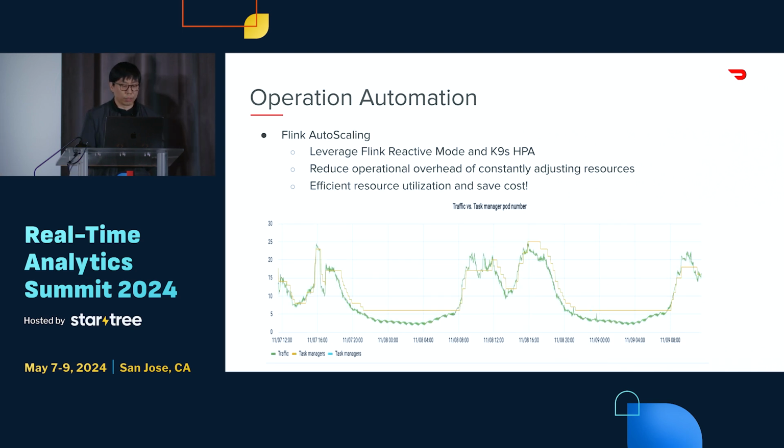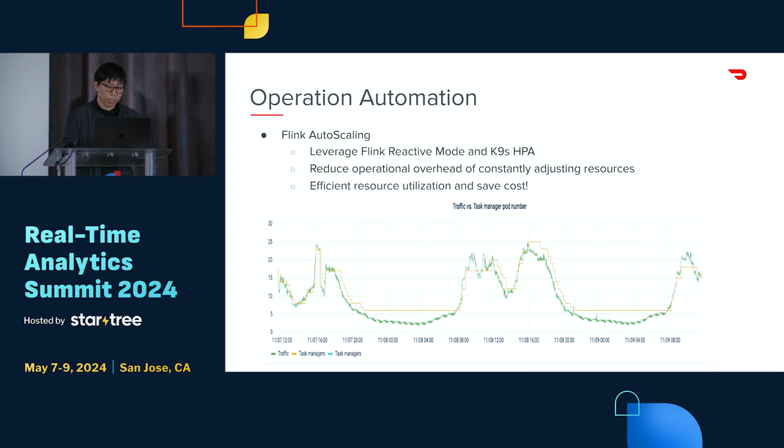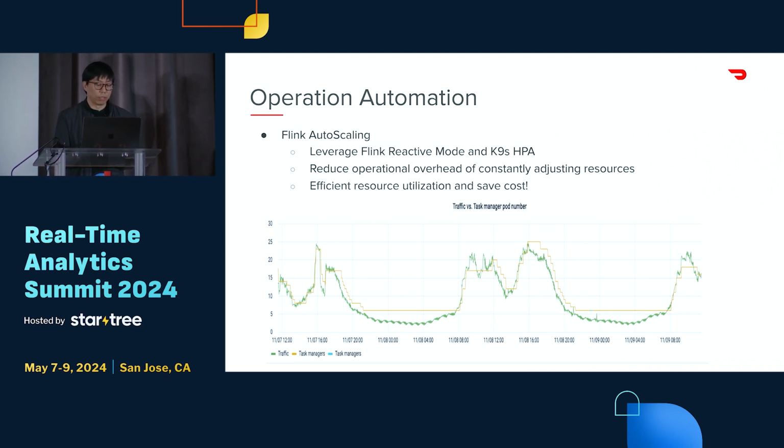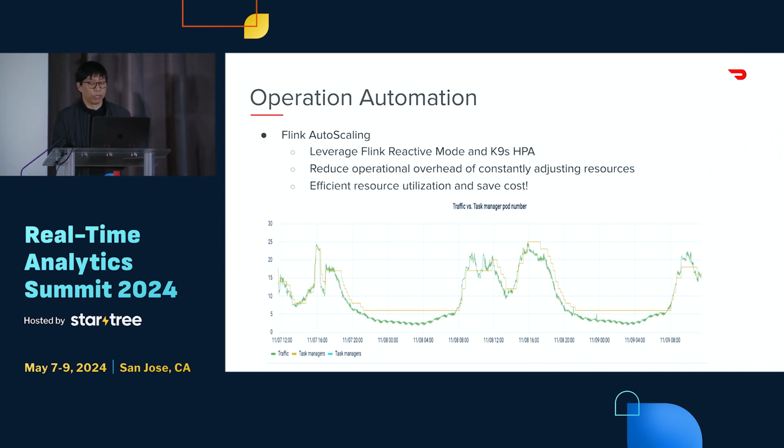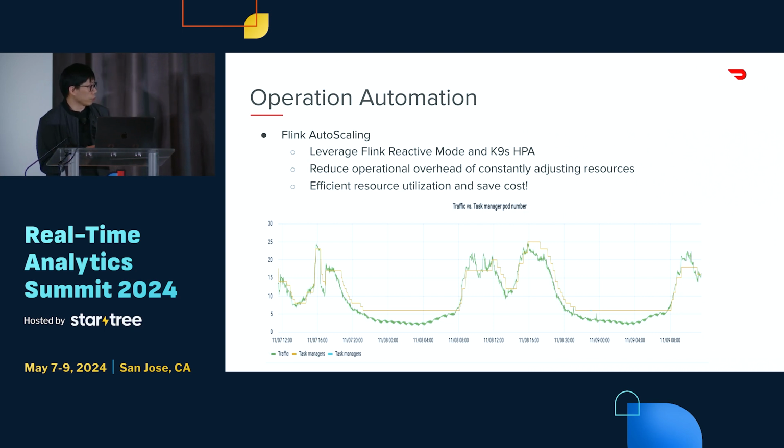That's how we want to achieve this, and we want to use auto scaling. We leverage Flink reactive mode plus the Kubernetes HPA. So the job will scale based on metrics like CPU or memory. It will try to scale up and scale down based on the traffic growth. This graph shows the task manager pods of our Flink jobs adjusting the pod number based on the traffic change. The green line is the actual traffic volume, and the yellow line is the task manager pod count. You see that it can change dynamically and continuously based on the traffic.